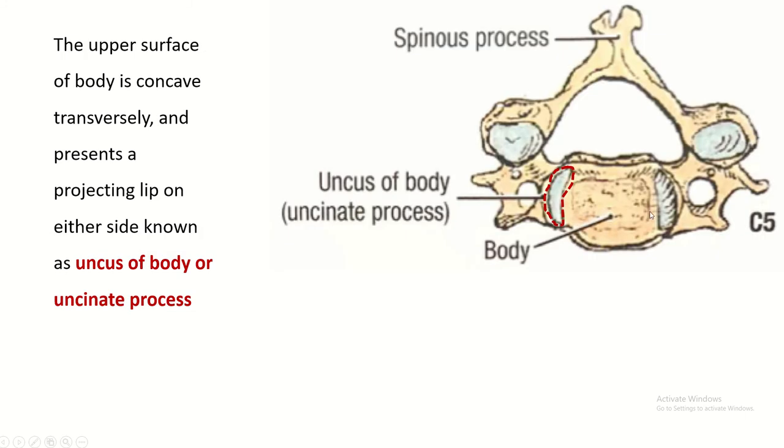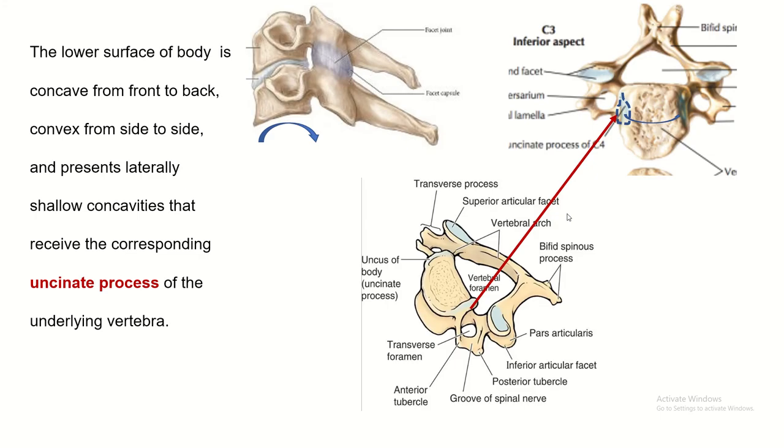The upper surface of the body is concave transversely and presents a projecting lip on either side known as the uncus of the body or uncinate process. The lower surface of the body is concave from front to back and convex from side to side, and on the two sides there is a depression, a concavity, which articulates with the underlying uncinate process.